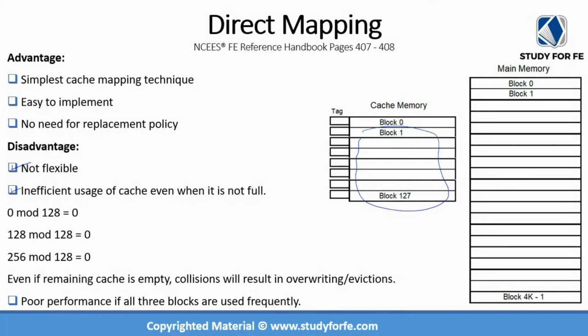So it results in inefficient usage of cache even when the cache is not full, because 0 mod 128 is equal to 0, 128 mod 128 is equal to 0, and 256 mod 128 is equal to 0. So even when we have the remaining cache completely empty, 99.9% of the cache is empty, you still have collisions, and these collisions will result in overriding and evictions. So poor performance if all three blocks are used frequently. So this will result in very poor performance. So it's simple, but it has its own limitations.